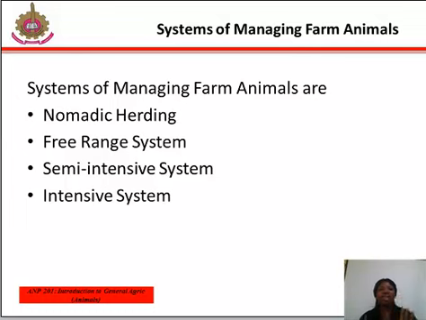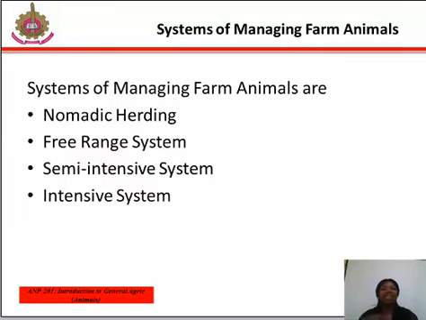The third one is semi-intensive system. This type of system is regarded as the intermediate between the free range and the intensive systems of livestock management. In this system, the farm animals are kept indoors part of the time where they are fed regularly and sometimes allowed to graze outdoors and fend for themselves in especially allocated pastures that are called paddocks.